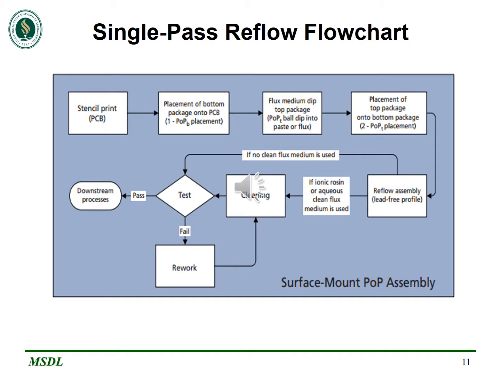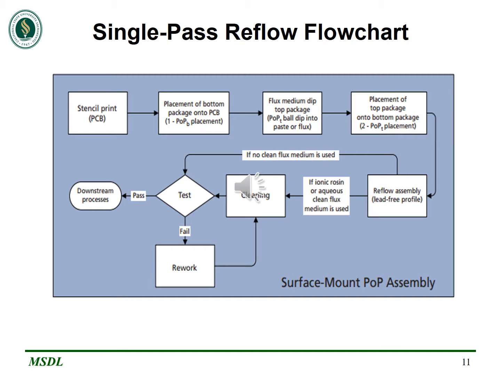This is a simple flowchart for the single pass reflow method. Here, first the PCB board will be stencil printed and then the bottom package will be placed over the PCB board. Then we will apply the flux medium over the top package, and the top package will be fitted over the bottom package, and the whole assembly will be sent into the reflow assembly.